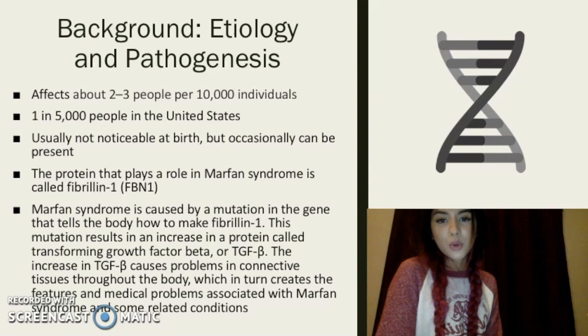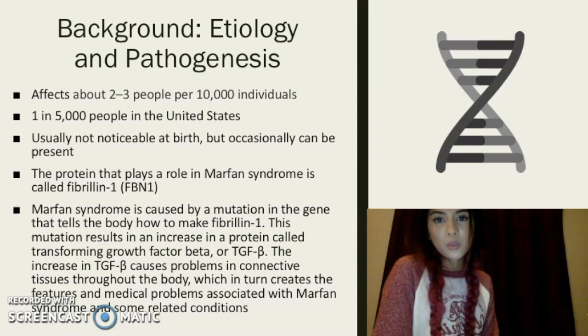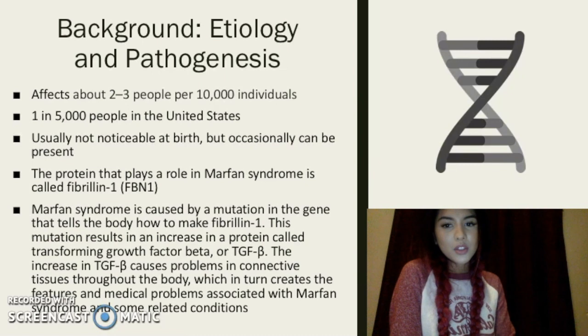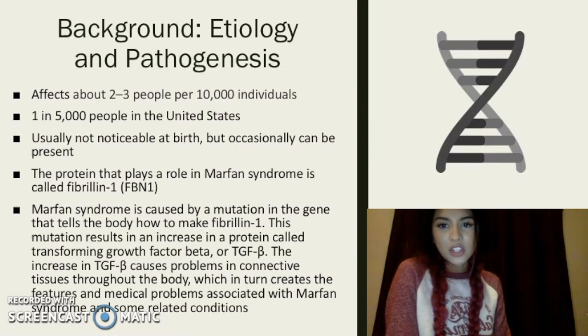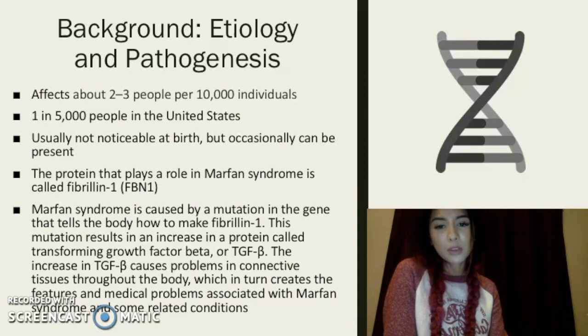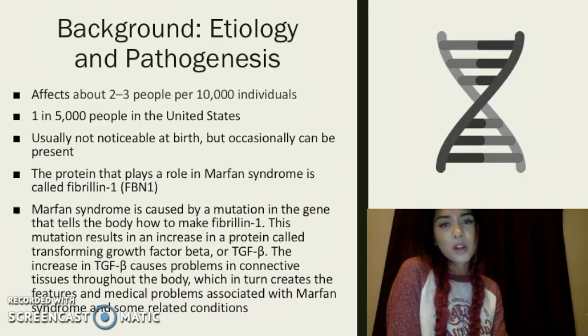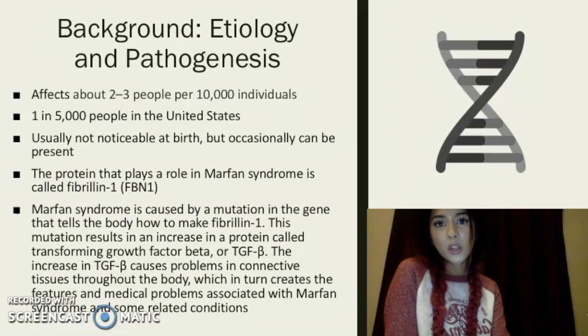The protein that plays a role in Marfan syndrome is called fibrillin 1, which is FBN1. So what happens in Marfan syndrome is that it's caused by a mutation in the gene that tells the body how to make fibrillin 1. This mutation results in an increase in a protein called transforming growth factor beta, or TGF-beta for short. The TGF-beta increase causes problems in the connective tissues throughout the whole body, which in turn creates the features and medical problems associated with Marfan syndrome and some other related conditions.